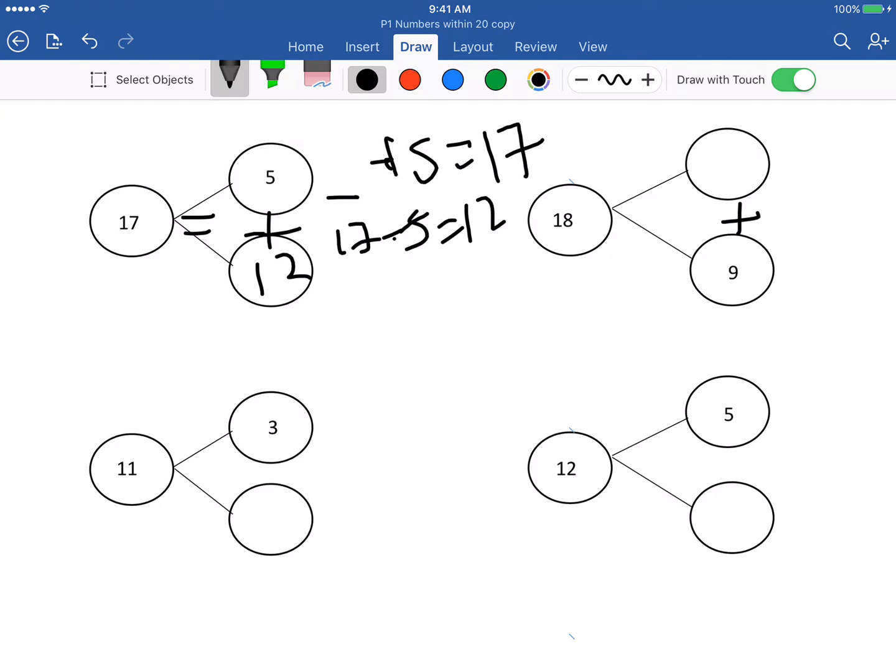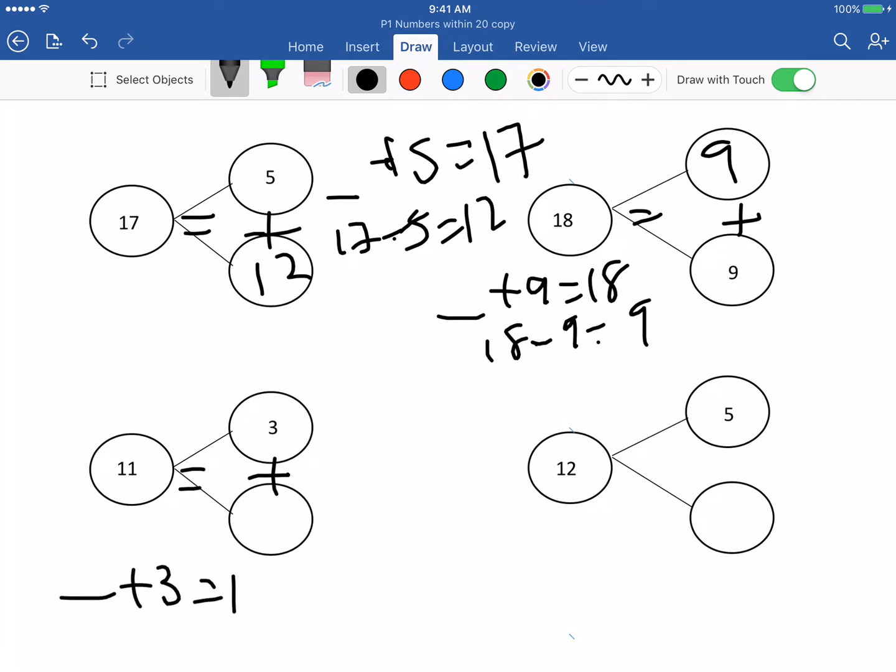What must you add to 9 to give you 18? So what must you add to 9 which gives you 18? The answer is 18 minus 9, which is equal to 9 as well. Okay, the next one. What must you add to 3 such that it gives you 11, sorry. So take 11 minus 3, which is equal to 8.